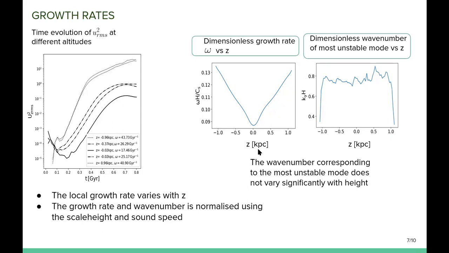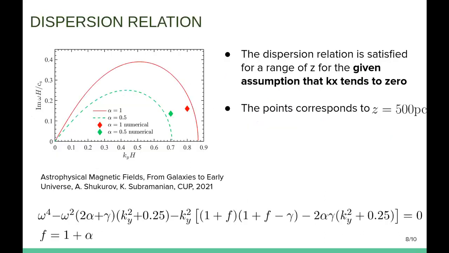So now we have the growth rate and the wavelength of the most unstable mode. So now we can compare our runs with known dispersion relation to see how well our system works. So we take a simple dispersion relation model.